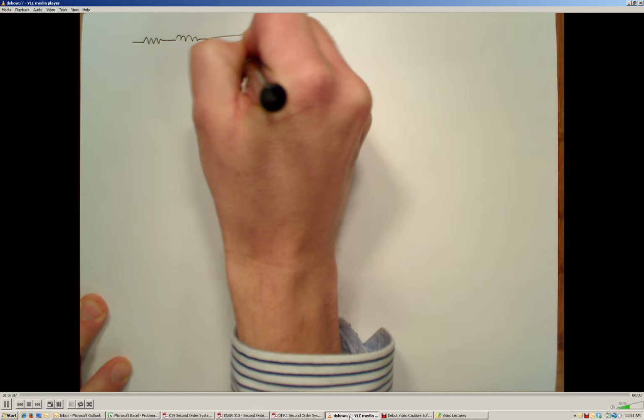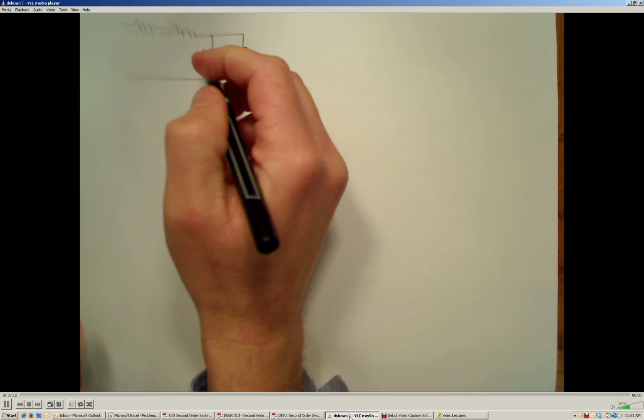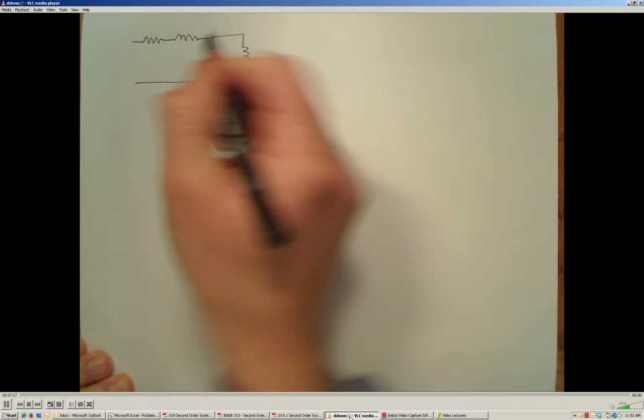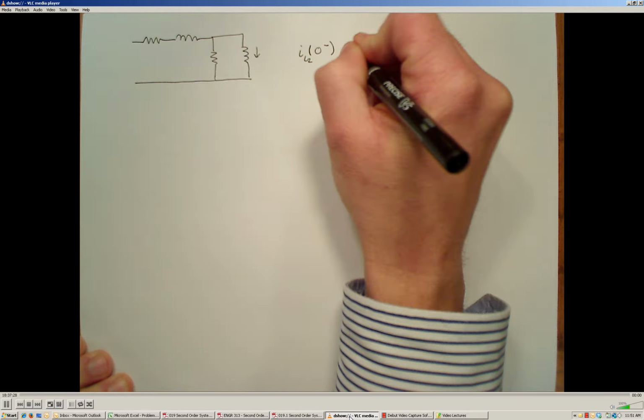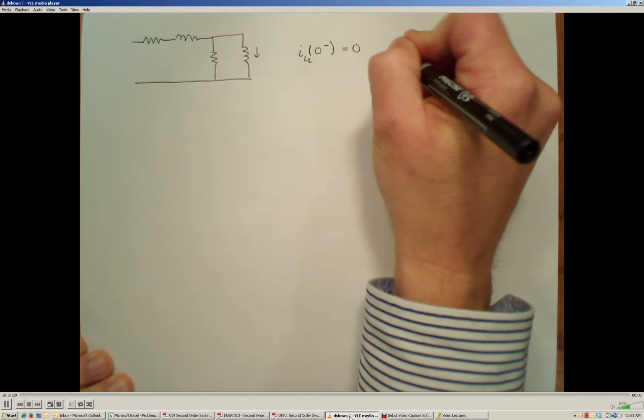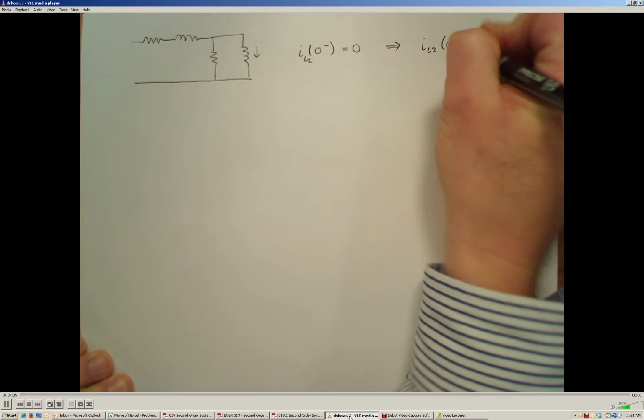All right, and we have an open circuit. We have nothing being supplied, and therefore, since the inductors act like a wire, in this case, we have no current, no initial current through L2 at time 0 minus. Therefore, since the current through an inductor can't change instantaneously, the instant after the switch closes, the current also has to be 0 amps.